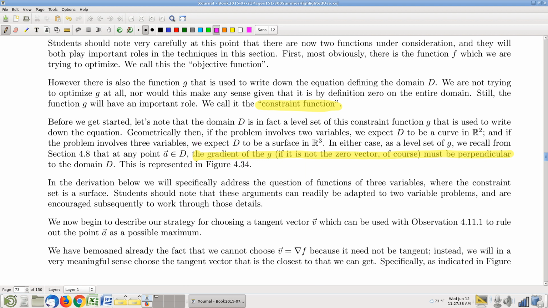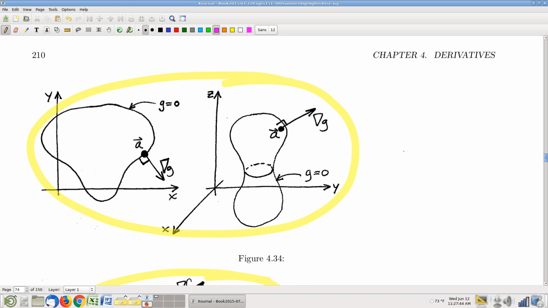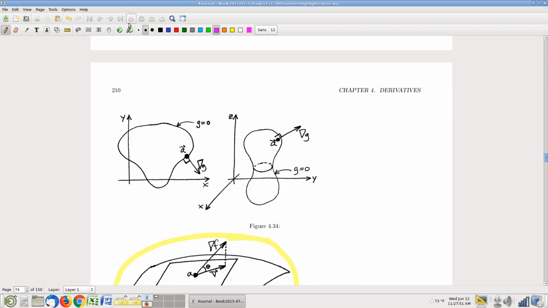All right, so constraint function. Okay, now, reminder. Y'all remember this. We talked about it. It was a long time ago. In summertime, that means it was a couple of weeks ago.